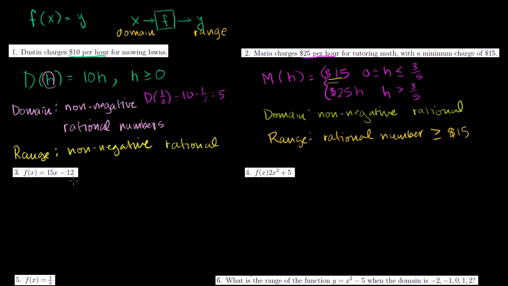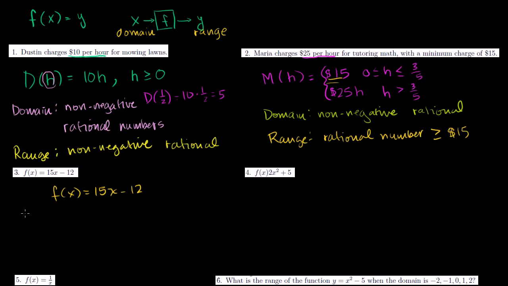All right. So now we have these more abstract function definitions, so now we can stick really any number in it. Well, we're not going to deal with complexes, any real number. But let's see if they limit it a little bit. So we have f of x. Let me rewrite it. f of x is equal to 15x minus 12.